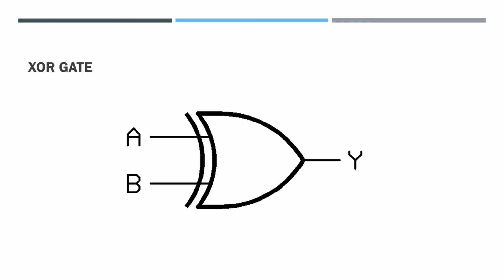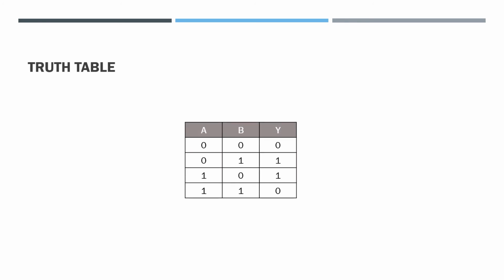XOR, on the other hand, looks very much like OR, but it's got an extra line at the back. So this is the symbol for XOR. This is the final gate symbol that you need to learn. And the truth table looks like this. So the output is on if the two inputs are different. But if the two inputs are the same, then the output is off.